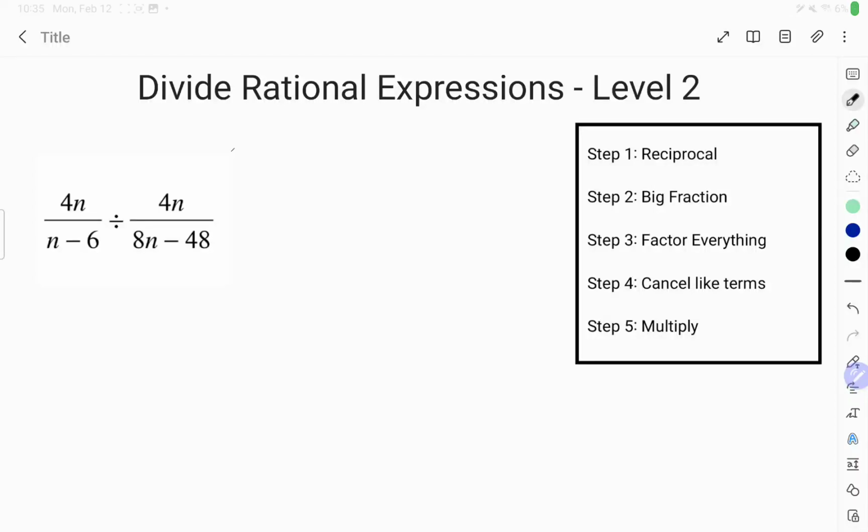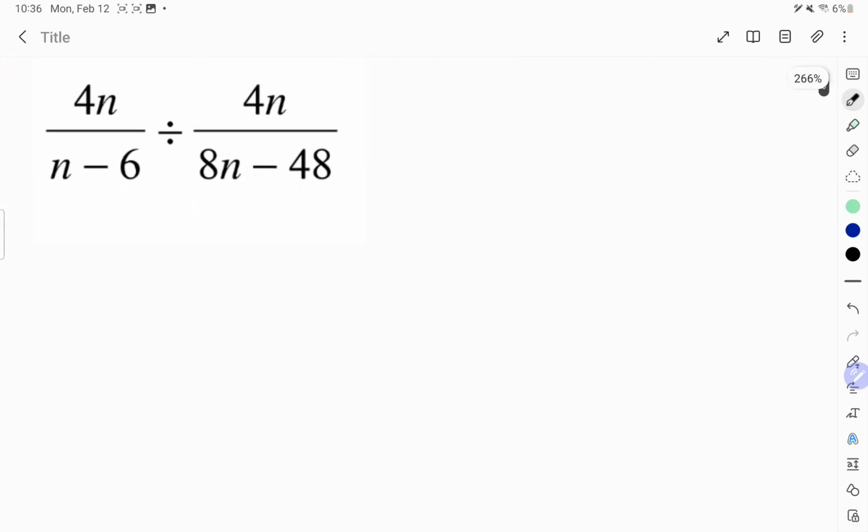Hello guys, so today we're gonna go over divide rational expressions level 2. These ones are gonna be a little harder than the ones that we did previously. We're gonna follow the same steps, so if you need to see the steps again, you can watch the previous video where I go a little bit more over them. But I'm just gonna go right into them.